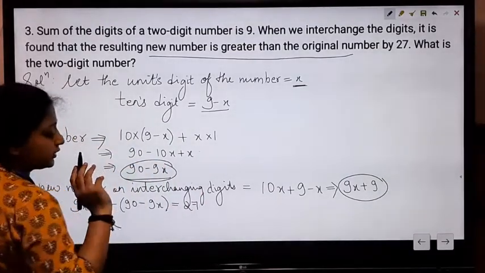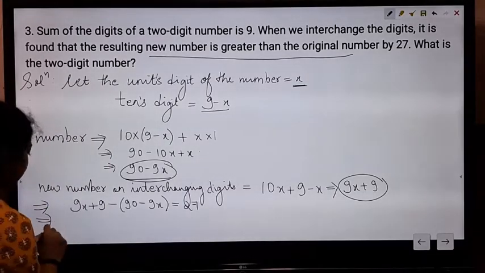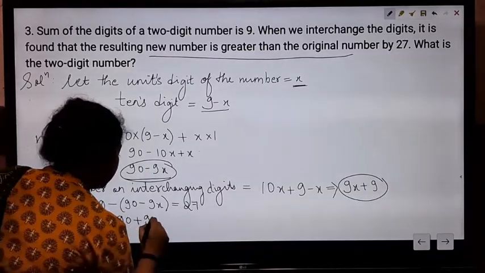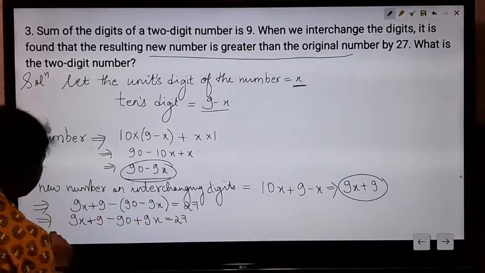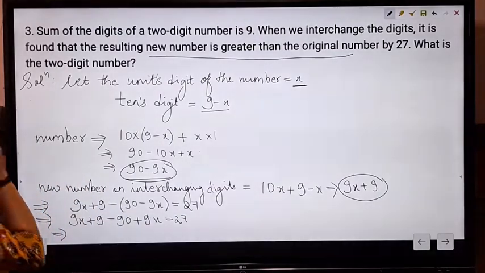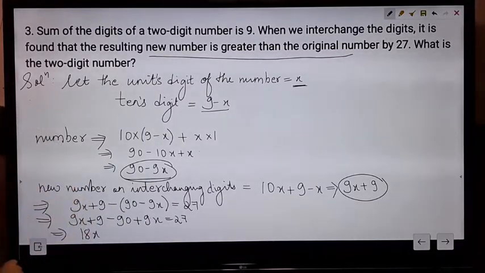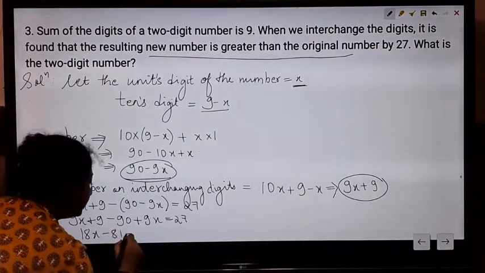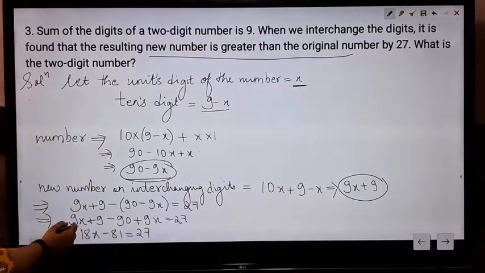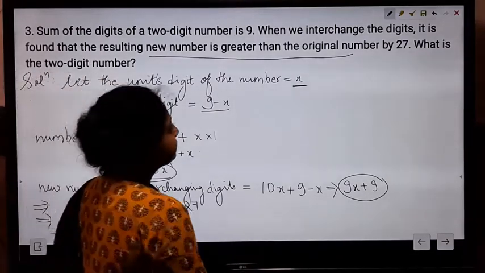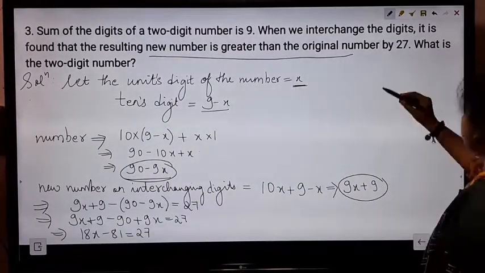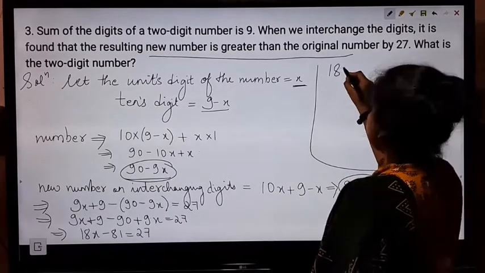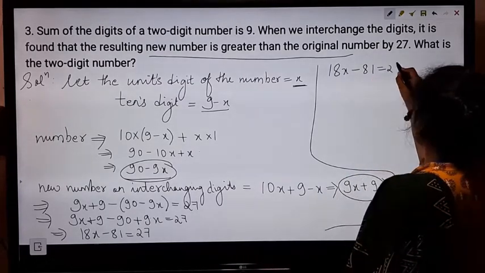Now upon solving this equation, we can find the solution. So this becomes 9x plus 9 minus 90 plus 9x equals 27. This gives us 9x plus 9x, which is 18x. Then 9 minus 90 is minus 81, equal to 27. We can shift this 81 to the other side and write it here: 18x minus 81 equal to 27.